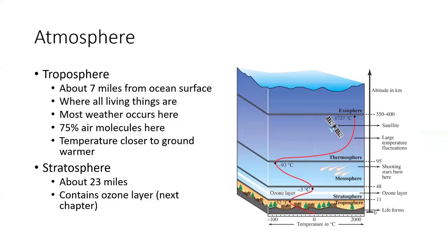Okay, so now we're going to talk a little bit about the atmosphere. The 2 portions of the atmosphere that I really want you to know about are the troposphere and the stratosphere. So I'm going to talk about them a little bit more. We'll talk about the thermosphere and the exosphere just a little bit. And again, I'm going to turn off the light up here so it's easier to see the graphic. Okay, so the troposphere takes up about 7 miles from the ocean surface.